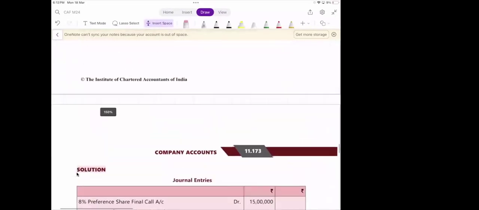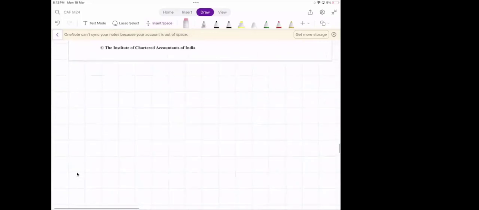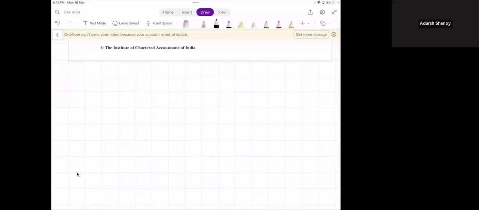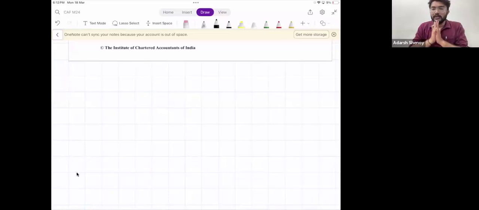Let's do the journal entries. There's a working note, but we will do that later. Before I begin, I hope you remember Section 55 from the previous session. The whole motto of Section 55 was to ensure that the capital base of the company stays intact, right? Even after redemption, the capital base of the company must be the same.